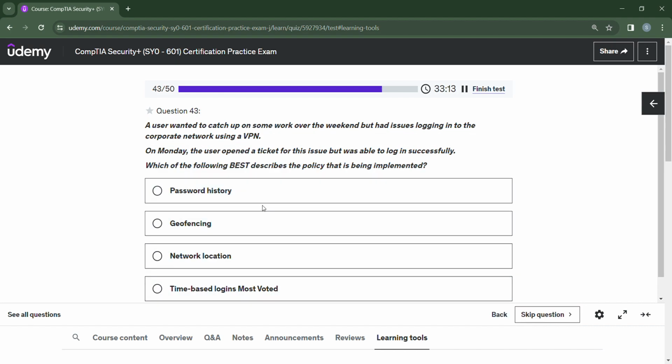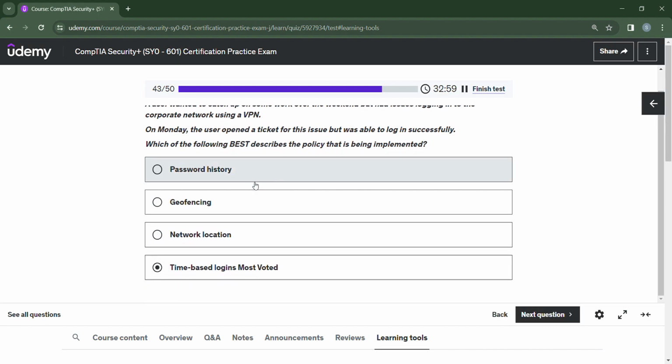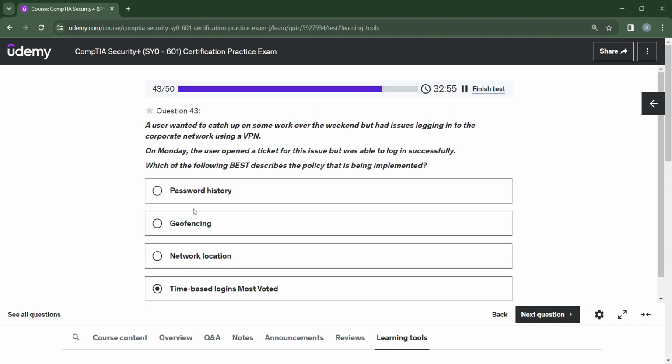The user wanted to catch up on some work over the weekend but had issues logging into the corporate network. On Monday they opened a ticket but the issue was resolved. Which of the following best describes the policy? Time-based logins because it was over the weekend. Geofencing's due to the location. Actually, you know what? Because he was at home, it might be geofencing. Because it restricts you from logging in from a certain location.